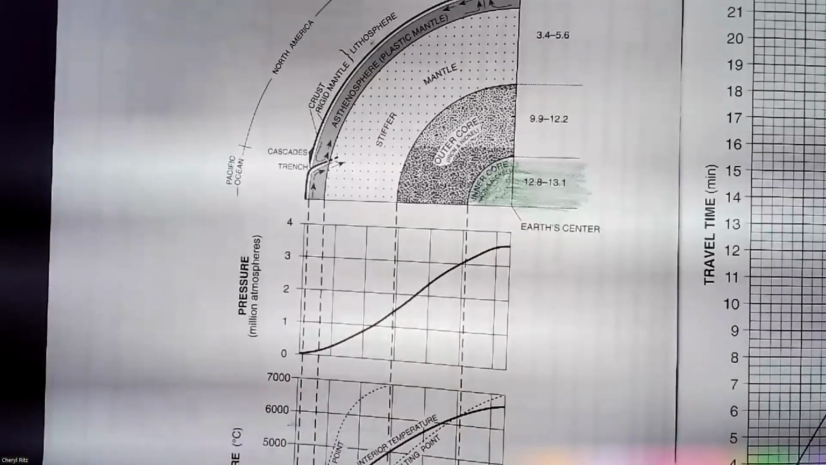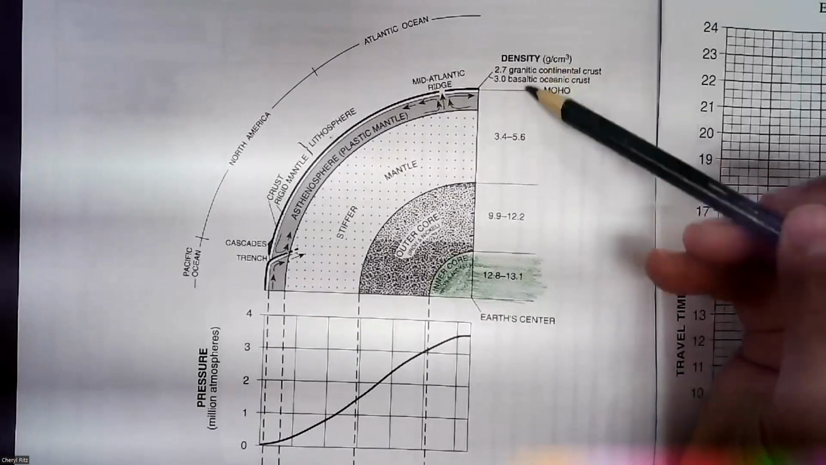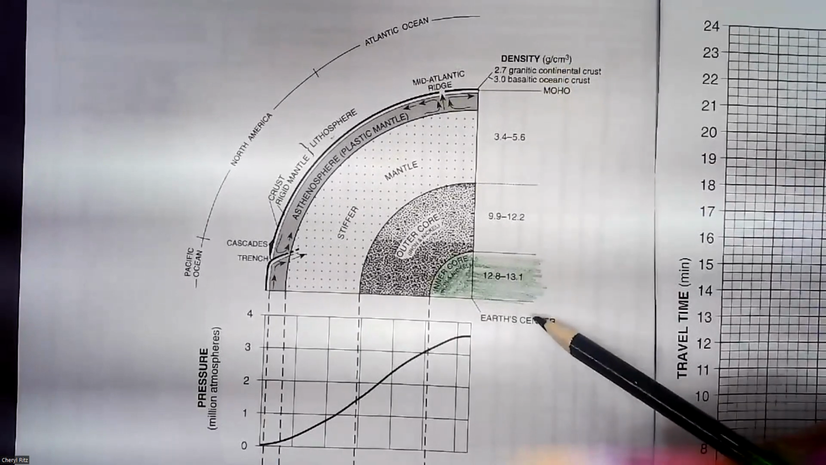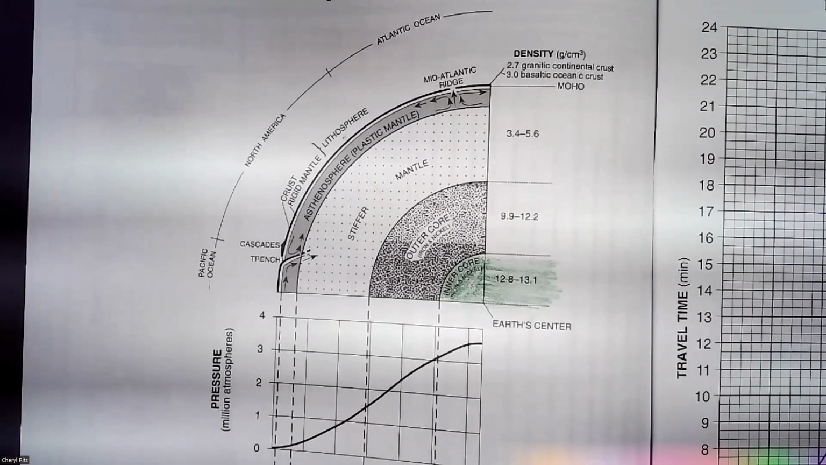Can you figure out from this graph what those numbers are? That's the density. See here how at the top of this reference table, density is listed. So the Earth's inner core has a density of 12.8 to 13.1. What do you think about those numbers? Too low? What's the density of water?